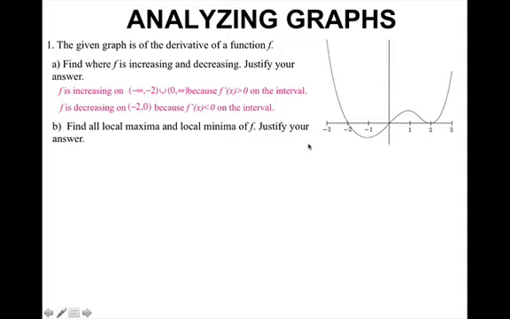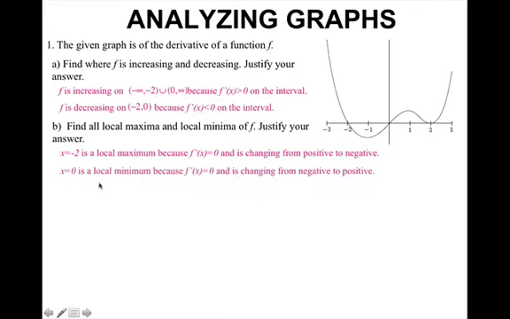Find all local maximum and local minimum of f and justify your answer. So x equals negative 2 is a local maximum because f prime of x equals 0, right? So that means we have a horizontal tangent line at negative 2 on the original, and it is changing from positive to negative. So it's crossing the x-axis, and it's going from a positive value to a negative value. So that tells me on my original graph I have a local max. At x equals 0 is a local min because f prime of 0 is equal to 0 and is changing from negative to positive.